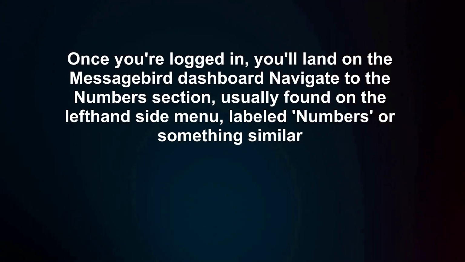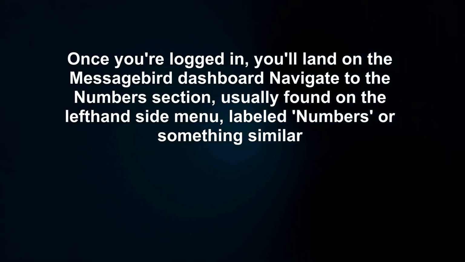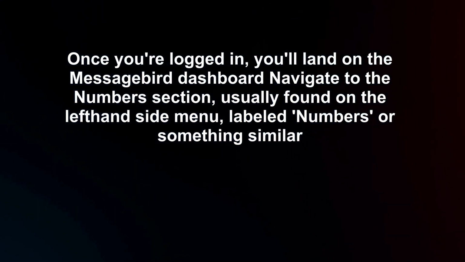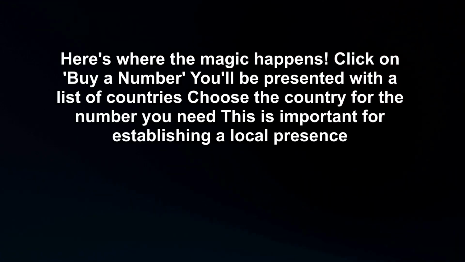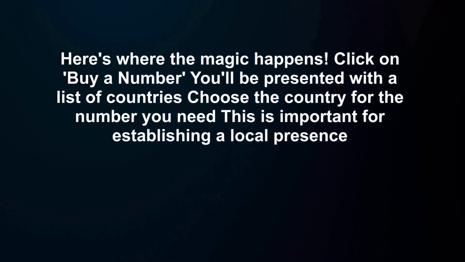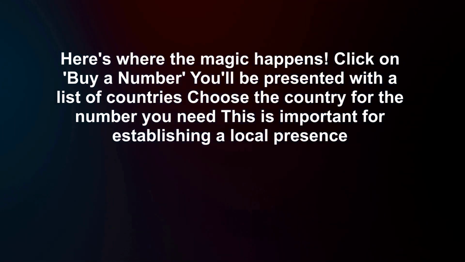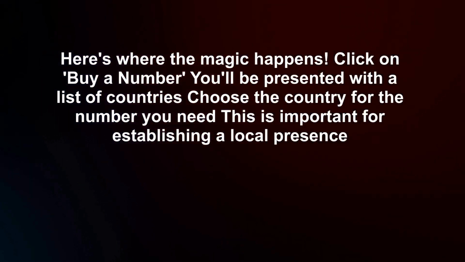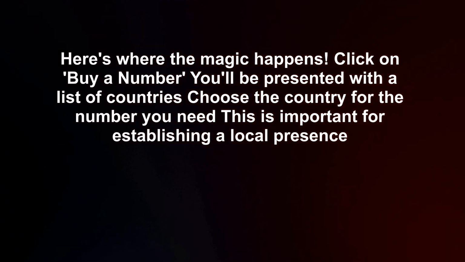Navigate to the Numbers section, usually found on the left-hand side menu, labeled Numbers or something similar. Here's where the magic happens. Click on Buy a Number. You'll be presented with a list of countries. Choose the country for the number you need. This is important for establishing a local presence.